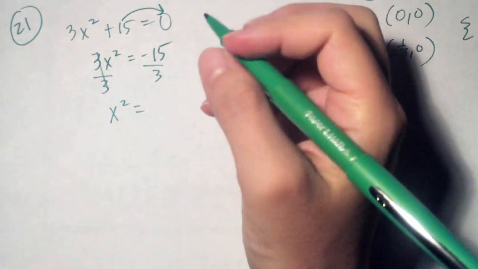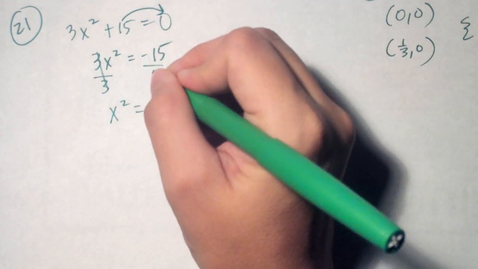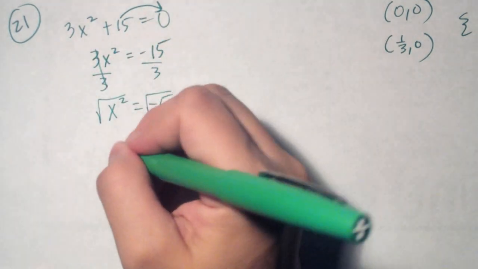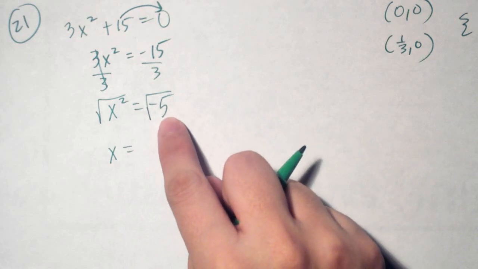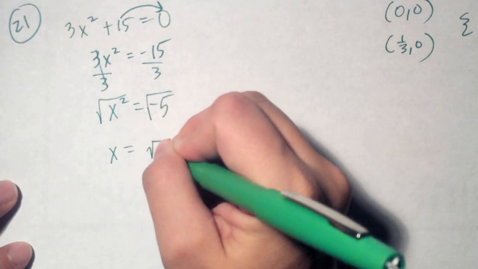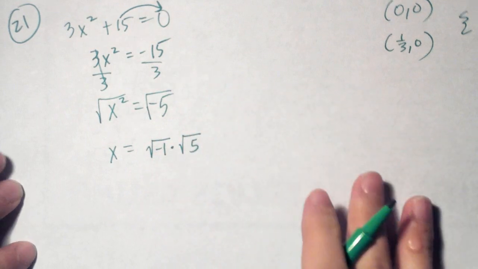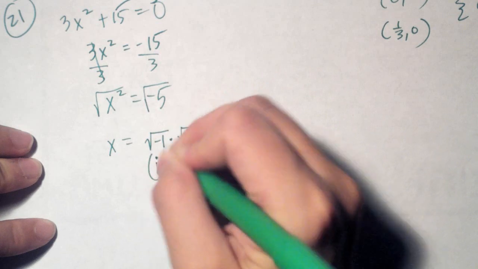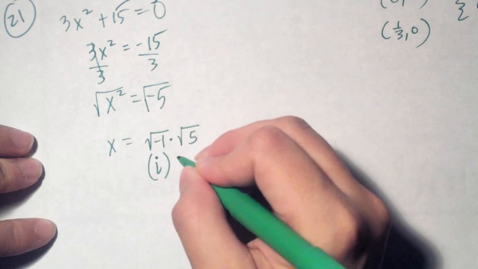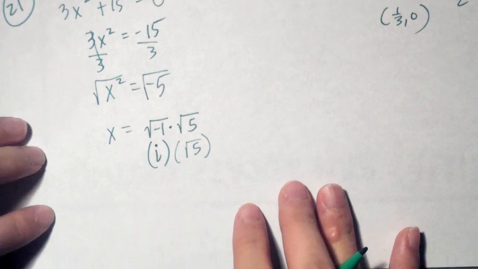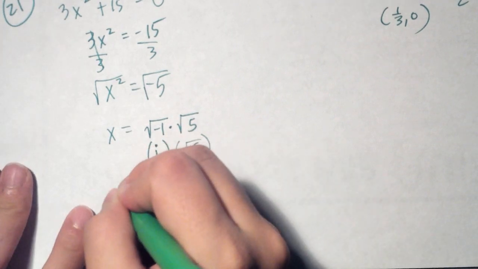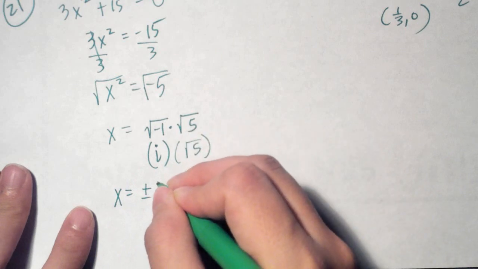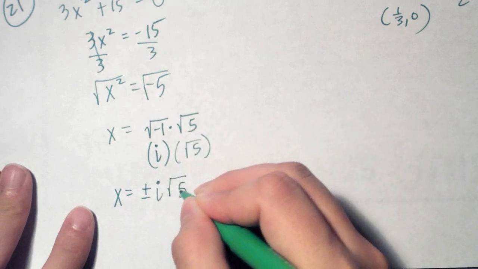So I get x squared equals 15 divided by 3 is 5. So I have negative 5. And then I need to take the square root. So the square root of negative 5, I'm going to break this down to be the square root of negative 1 times the square root of 5. Pull that negative out. This guy is i, and the square root of 5 is just the square root of 5. You can't break it down. So it's plus or minus. So I'm going to write plus or minus, but your i is going to come out in front, and then I have a square root of 5.